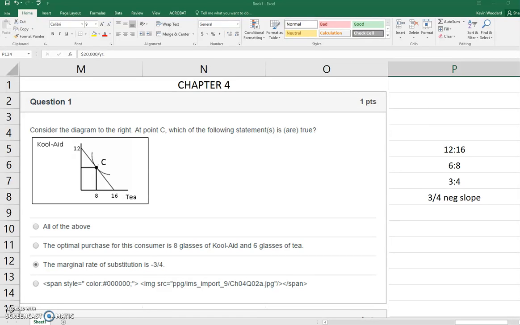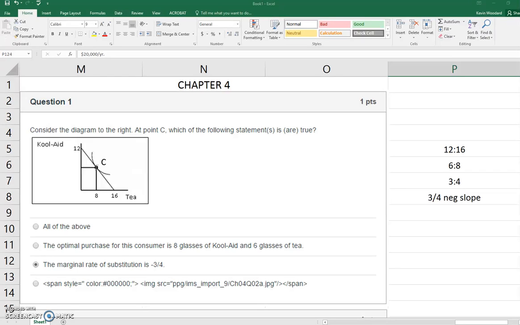Okay, so let's go ahead and take a look at Chapter 4, Practice Questions. Question number 1 says, consider the diagram to the right. I realize it's below, but I'm sure you can figure that one out. At point C, and the original one didn't have a point C, it just had the point. I realized later that I had covered up the C to try to do a different problem, but point C is still going to be this tangent point.